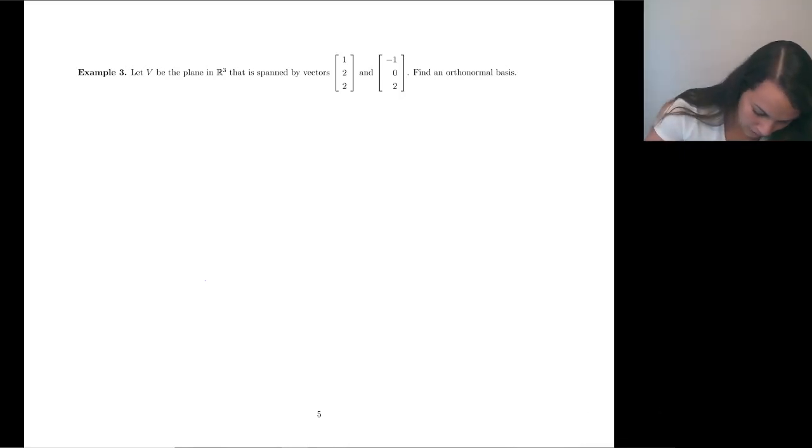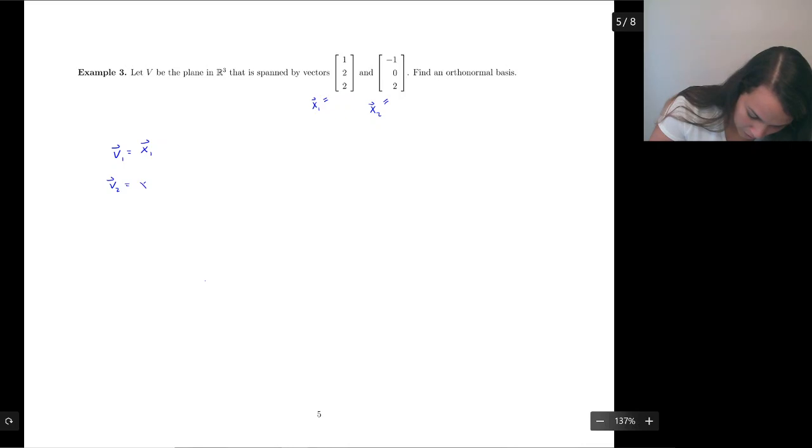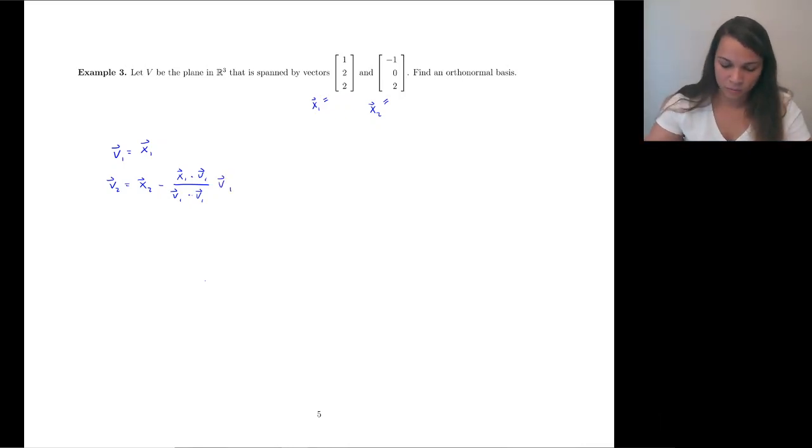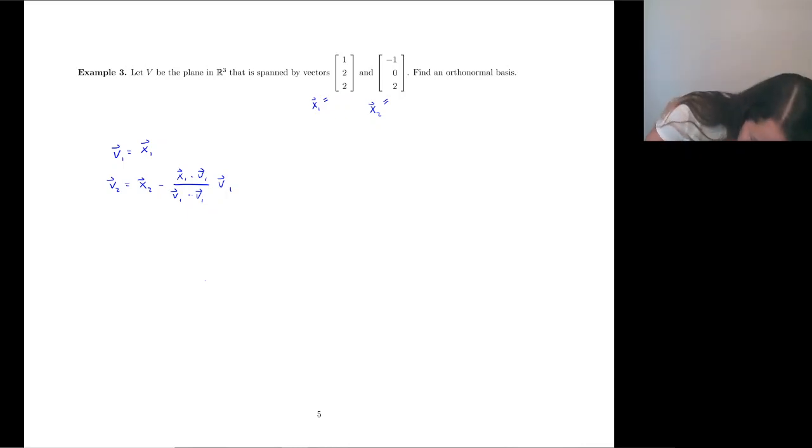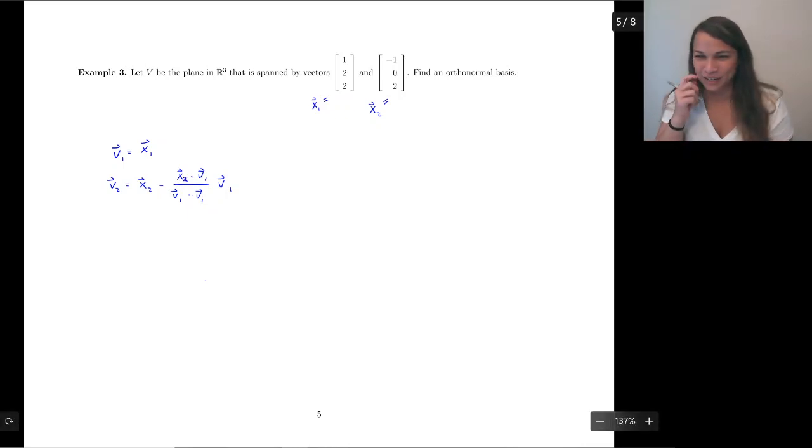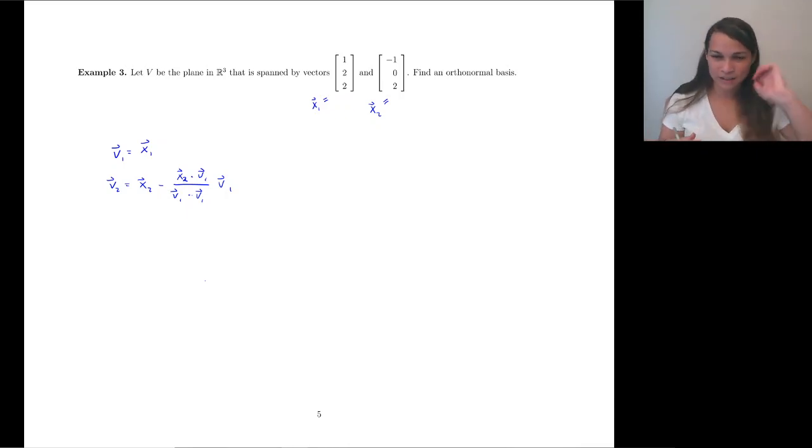So here we go. We'll say that this is x1 right here, and this one is x2. And then that means we can say that V1 is just going to be x1, and V2 is going to be equal to x2 minus x2 dot V1 over V1 dot V1 times V1 from Gram-Schmidt, because that'll get rid of the parallel part of x2.